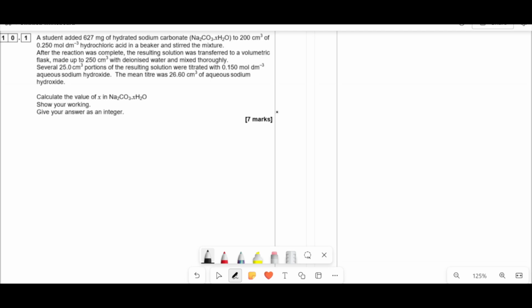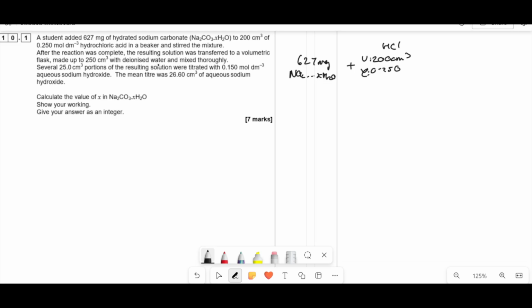So what I mean by that is literally make sense of what they did. They did this, they mixed it with this. Why did they do this step? Why did they do this? Why did they do that? What I mean by that is look at it line by line and make sense of what they've done. So 627 milligrams of this Na2 blah, blah, blah, XH2O, right? What they did is they added 200 centimeters cubed of 0.250 HCl, its volume and its concentration, sorry.